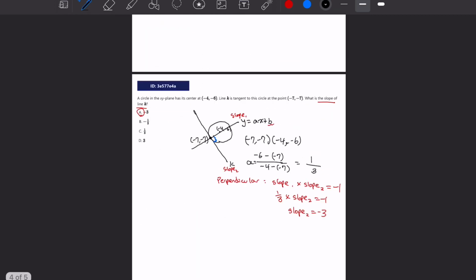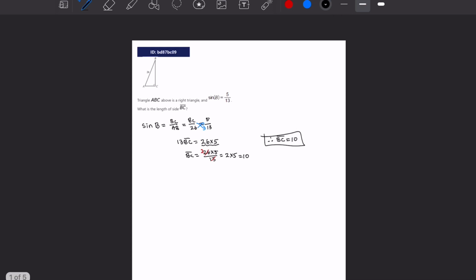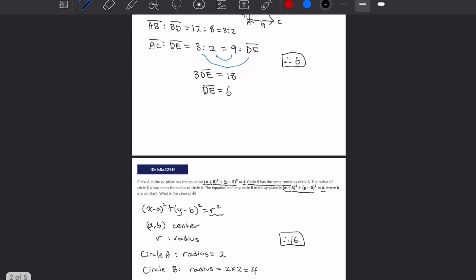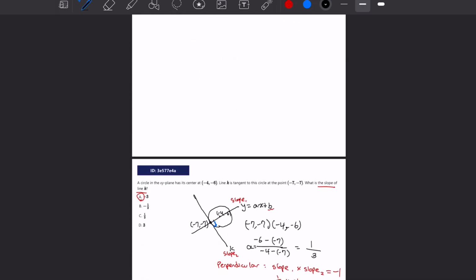So here we covered 1, 2, 3, 4, 5 questions of geometry SAT math.